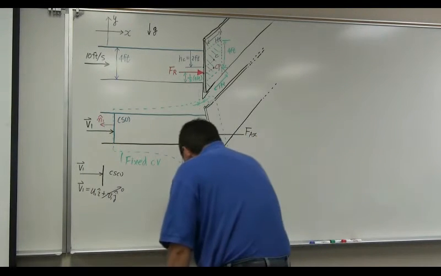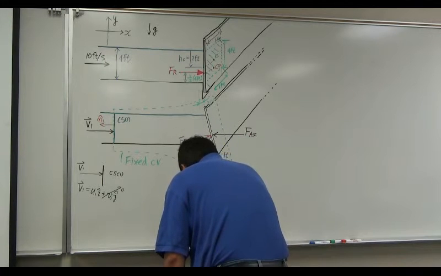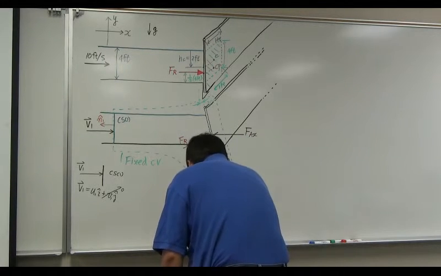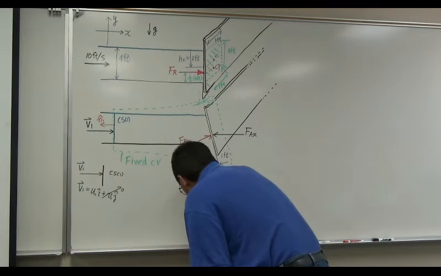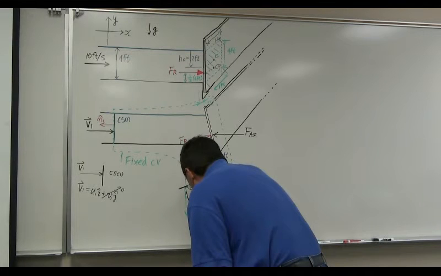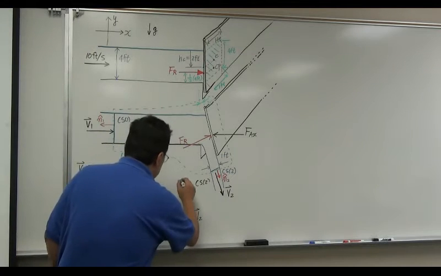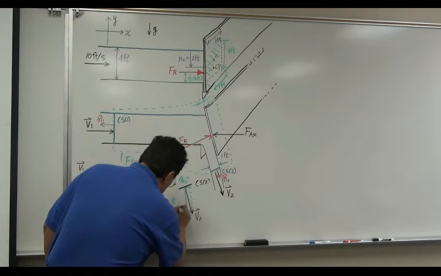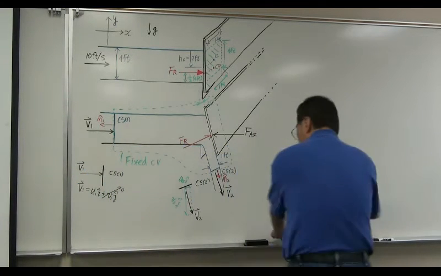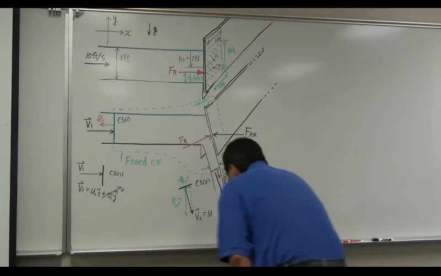How about control surface 2? This is control surface 2. This is velocity v2. Now, of course, velocity v2 has two components, velocity in x direction and y direction. So this is u2 i. This is v2 j. Okay? So v2 is equal to, obviously, u2.